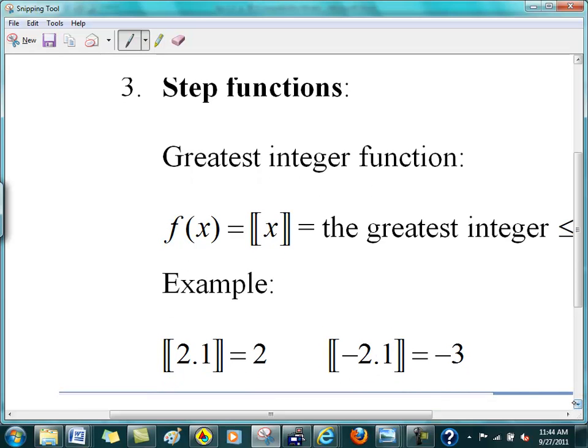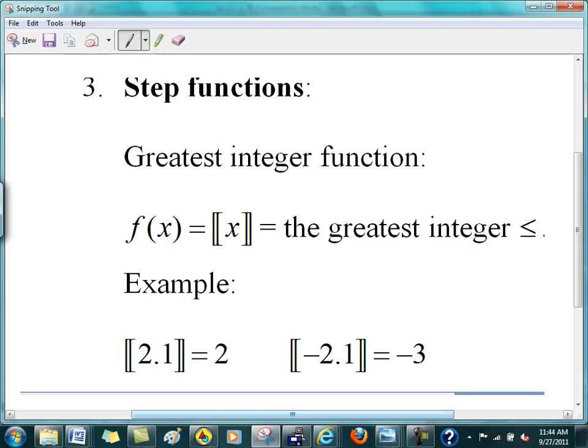Okay, so say you want the greatest integer of 2.1. So this is the definition. You want to get this down, okay? You want the biggest integer that is less than 2.1. That's why it's called the greatest integer. So, greatest integer less than 2.1. So your answer would be 2. And if you want the greatest integer function for negative 2.1, then the answer is negative 3.